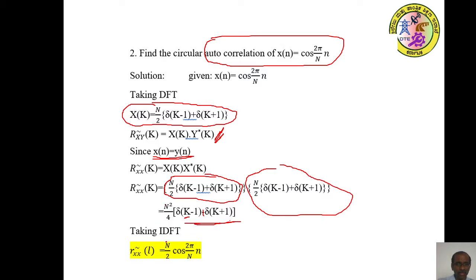Take out this extra N by 2. The remaining answer looks like the DFT of cos theta. So the IDFT of this answer will be cos theta. Write it down like this.